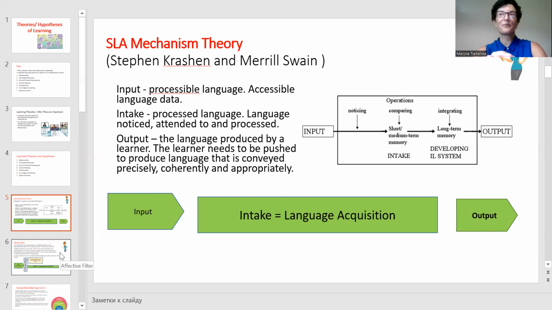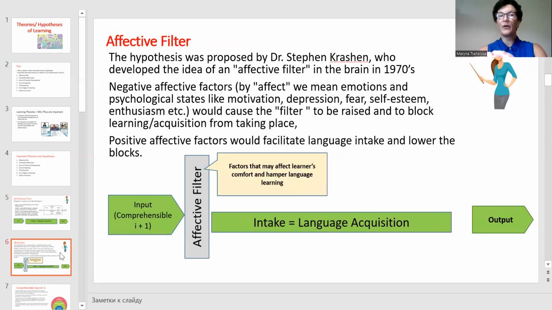So it's a wonderful scheme, and it looks very much like a computer. Like you put information in the computer, it processes it, and then it gives you the output. However, students are not computers. So very often our input, which we'll talk about comprehensible input later, can be hampered by the filter, by this affective filter that can hamper our intake.